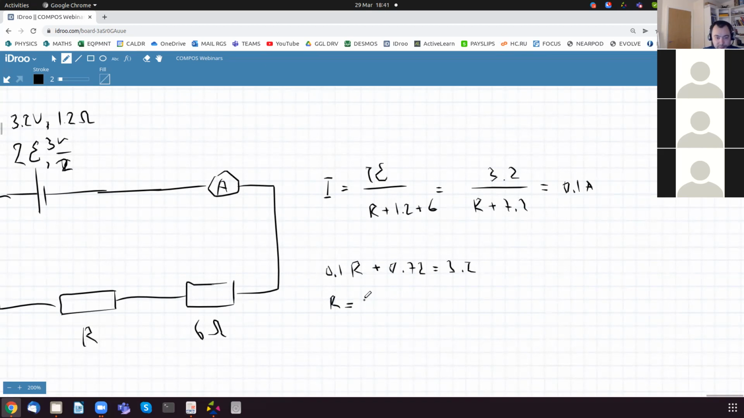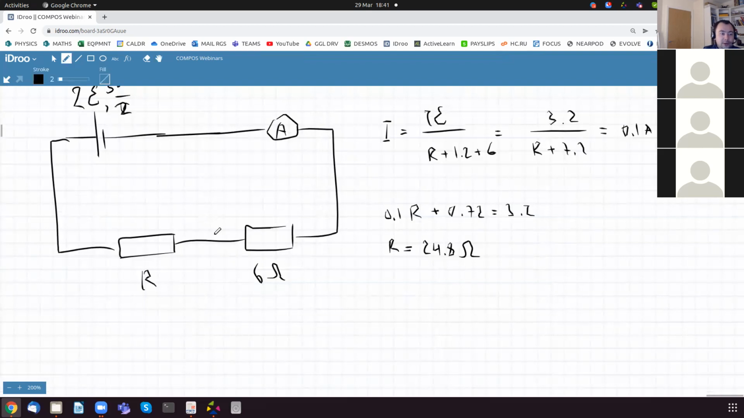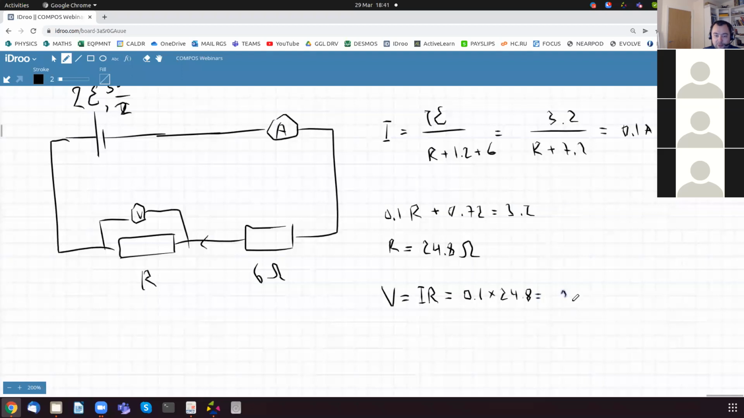24.8 ohms. And we know the current. So the voltage on the voltmeter is going to be IR, which is 0.1 times 24.8, and it is 2.48.